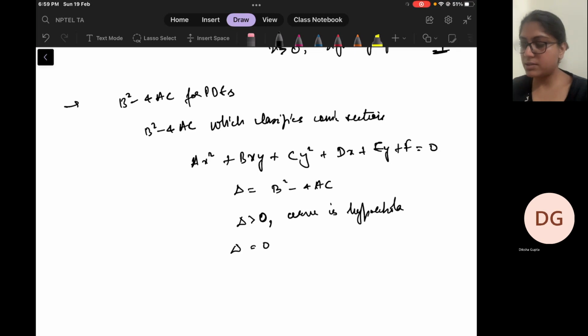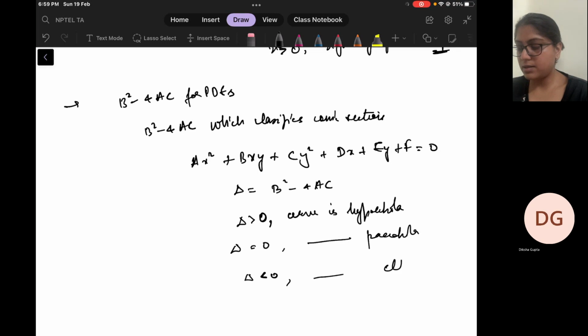If delta is equal to 0, then this curve is a parabola. And for delta less than 0, this curve is an ellipse. So the analogy of the classification of PDE is obvious. There is no other significance to the terminology; the terms elliptic, hyperbolic, and parabolic are simply three convenient names to classify the PDEs.